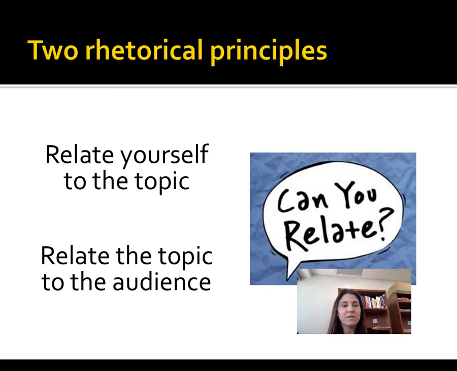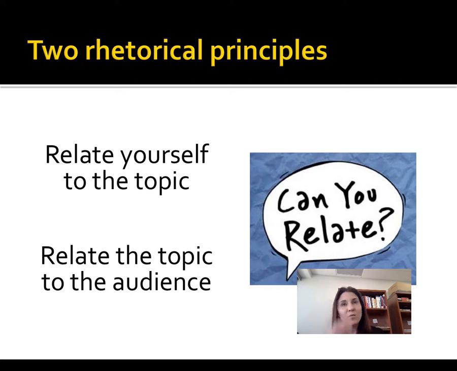The second part of this is we want to make sure that we relate the topic to the audience. So we want to make sure that we make it meaningful to that audience, right? Audiences are much more likely to listen if they think that we're well informed, if they know that we're connected to the topic, and if the information is also relevant to them, right?